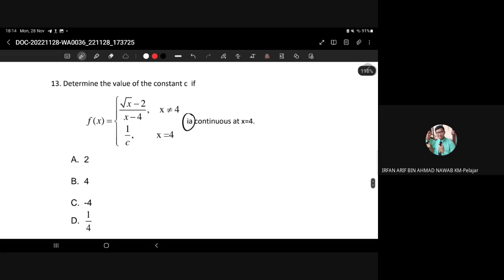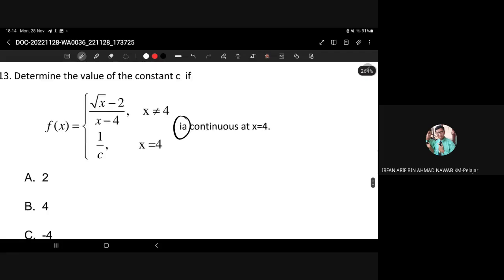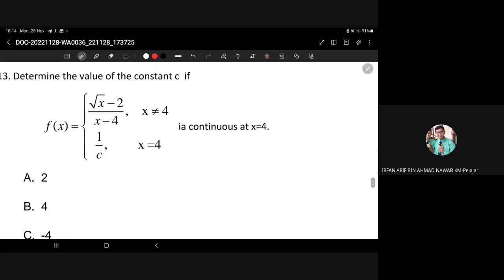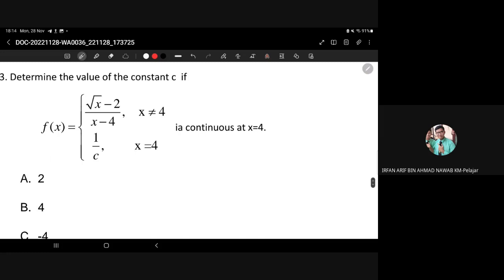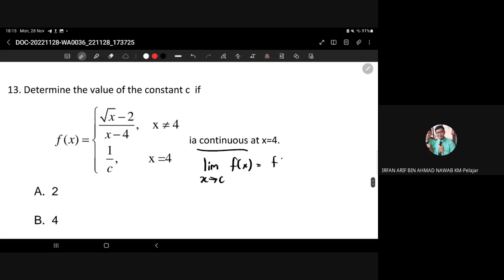It says continuous. Okay, we do mix Malay and English together. Alright, so for this function, first, obviously it says continuous, which is a good thing. They mentioned that it is continuous. So if it's continuous, then the limit as x approaches a value for a function is equivalent to f of c.